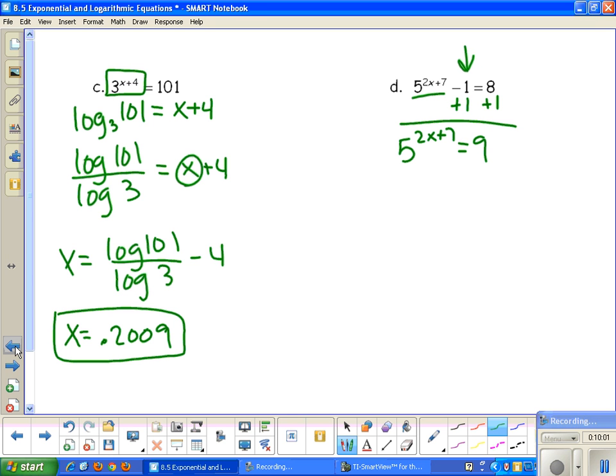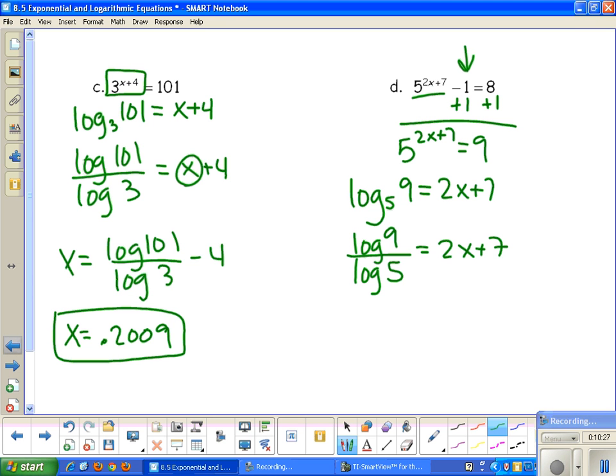And then now I can't get 5 and 9 to the same base, so I'm going to use my logarithmic form. So this would be log base 5 of 9 is equal to 2x plus 7. So then in my calculator, I'm going to use a change of base formula. I'm going to do the log base 10 of 9 divided by, and this number goes in the bottom with the 5, so log base 10 of 5 equals 2x plus 7.